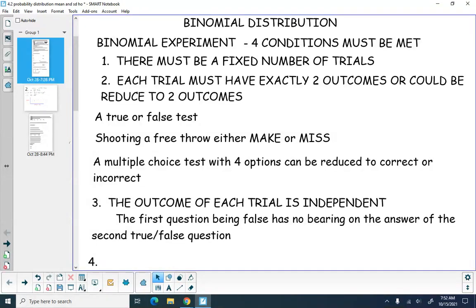Each outcome is independent. You shoot a free throw. You miss it. Does that mean I'm going to miss the second one? No. You can make it. Or if you make the first one, does that automatically mean I'm going to make the second one? No, it doesn't. Each trial is independent of each other.